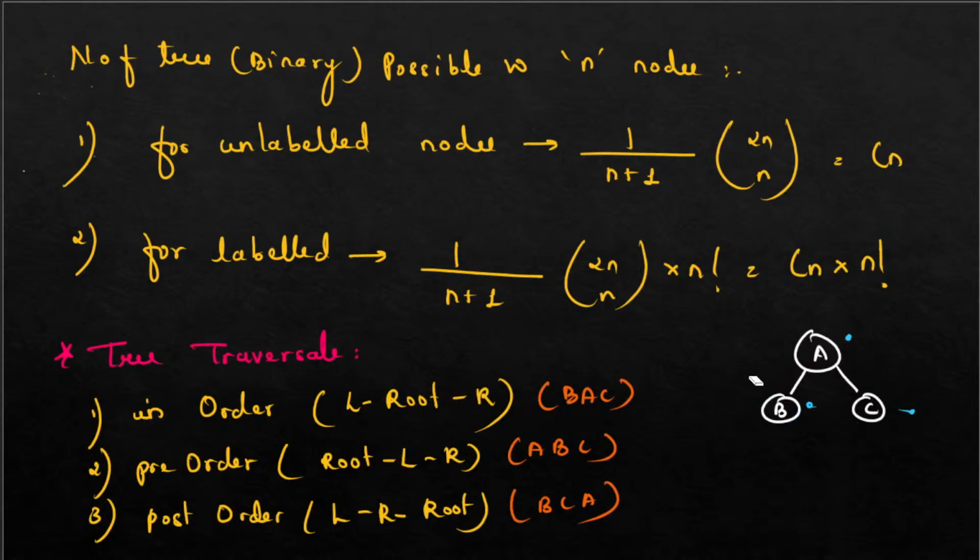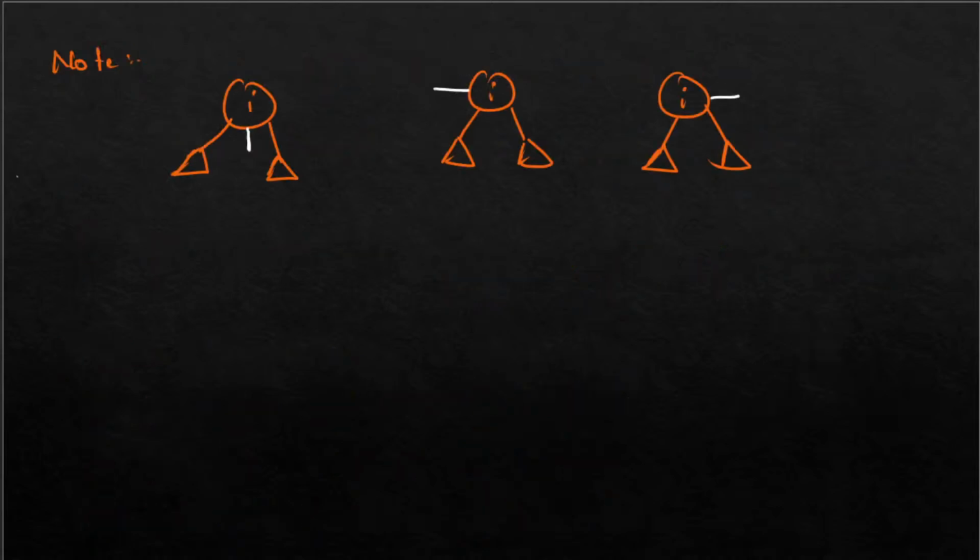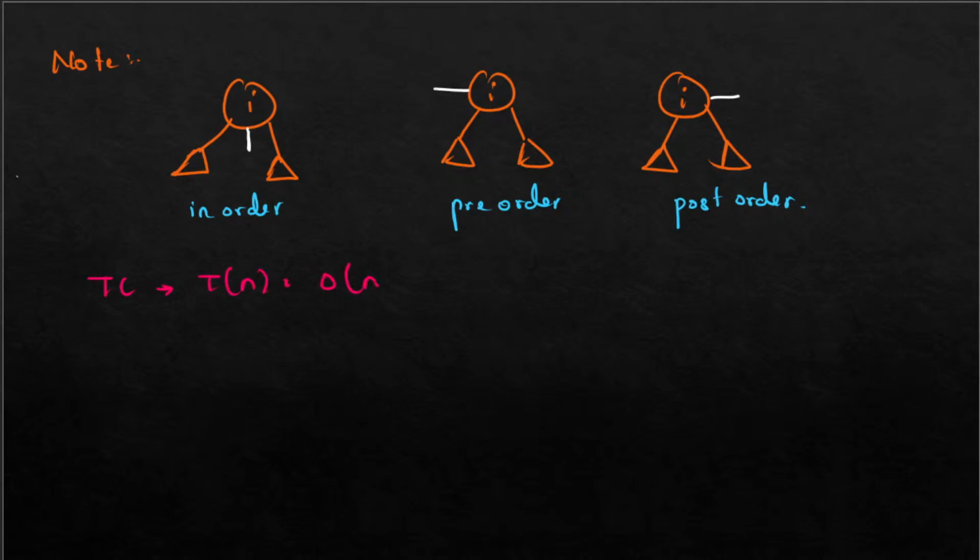So this is a very good shortcut which you can apply in the exam. And this is how I've written it. Here I will note that this is in order, this is pre-order, this is post order. And what is the time complexity? So TC is the time complexity, which is T of n equals big O of n.